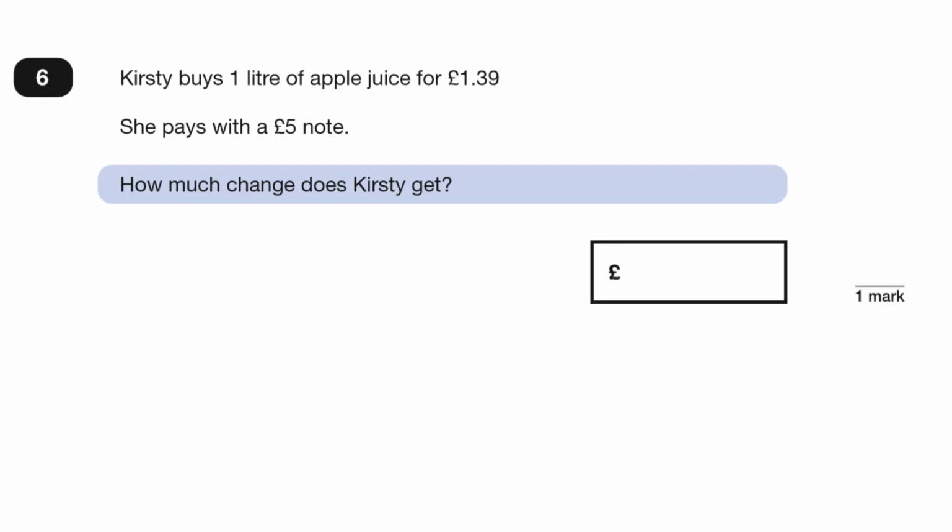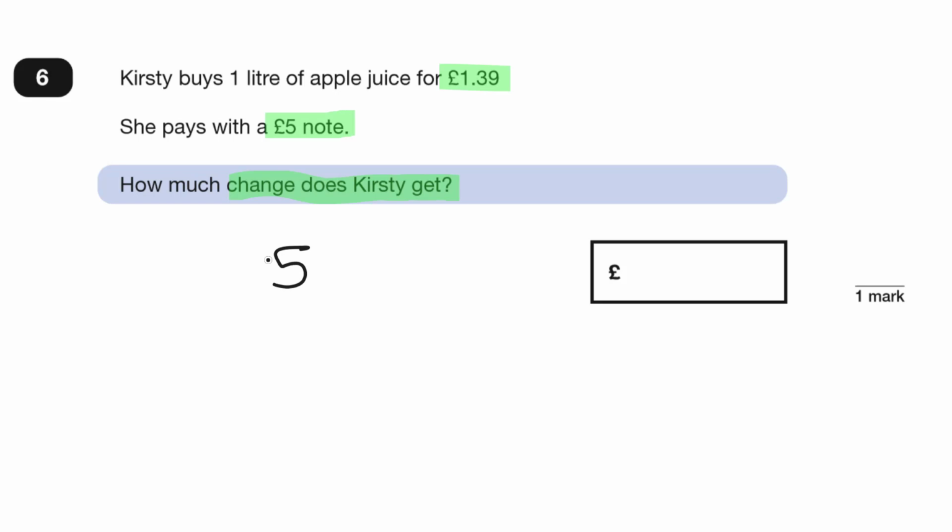Question 6. Kirsty buys 1 litre of apple juice for £1.39. She pays with a £5 note. How much change does Kirsty get? This is a 1-mark question. It is just one simple calculation. We need to know that she paid £1.39 and that she paid with a £5 note. How much change does she get? This means we're doing a subtraction. It's a very simple subtraction.